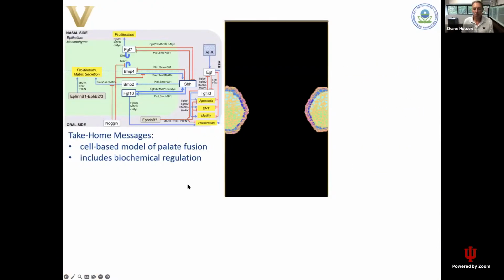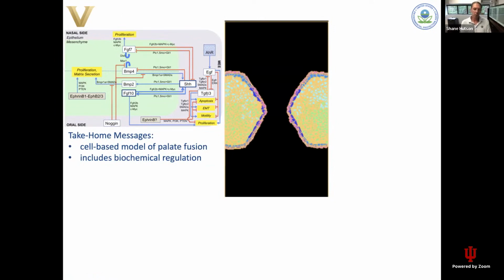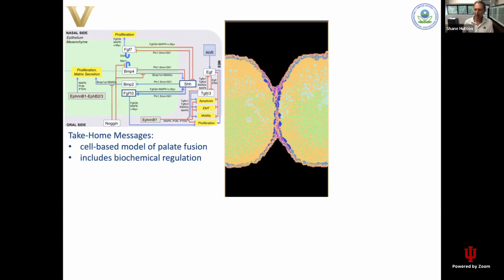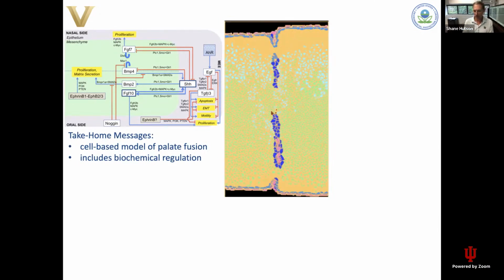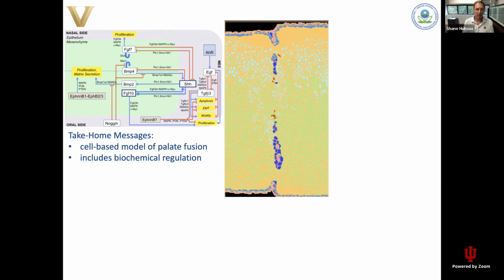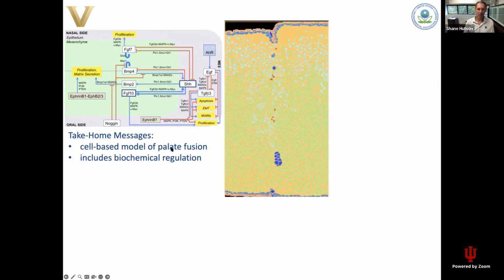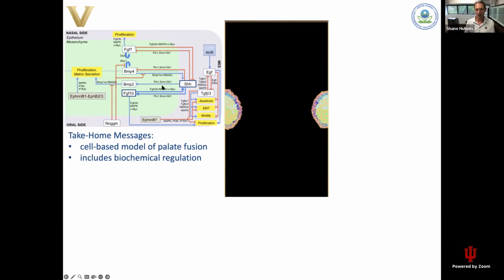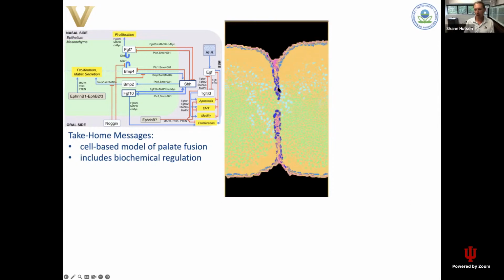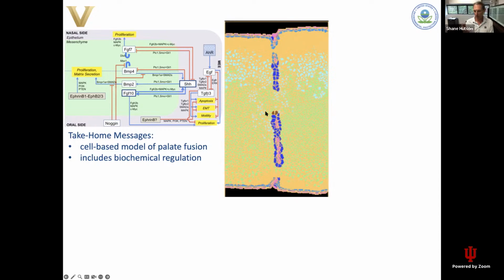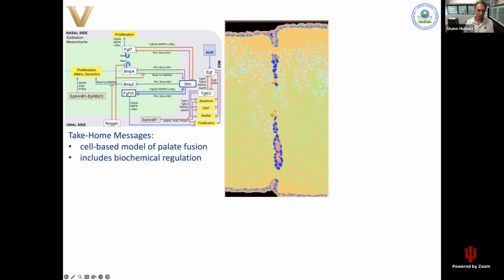All right, so take-home messages, what we're trying to do. We're trying to model fusion of the palate, right? The soft palate, which is the top of the mouth. We're doing that with a number of different cell types, and we'll go through all of them. A biochemical regulation circuit that's sketched out here at the top left, and we'll go through that in detail too. I'll highlight the important parts of it. But you can see screenshots here, a little time-lapse movie of the cells as they grow, meet in the middle, and then fuse into a single tissue. And we'll talk about all the details of how that happens.